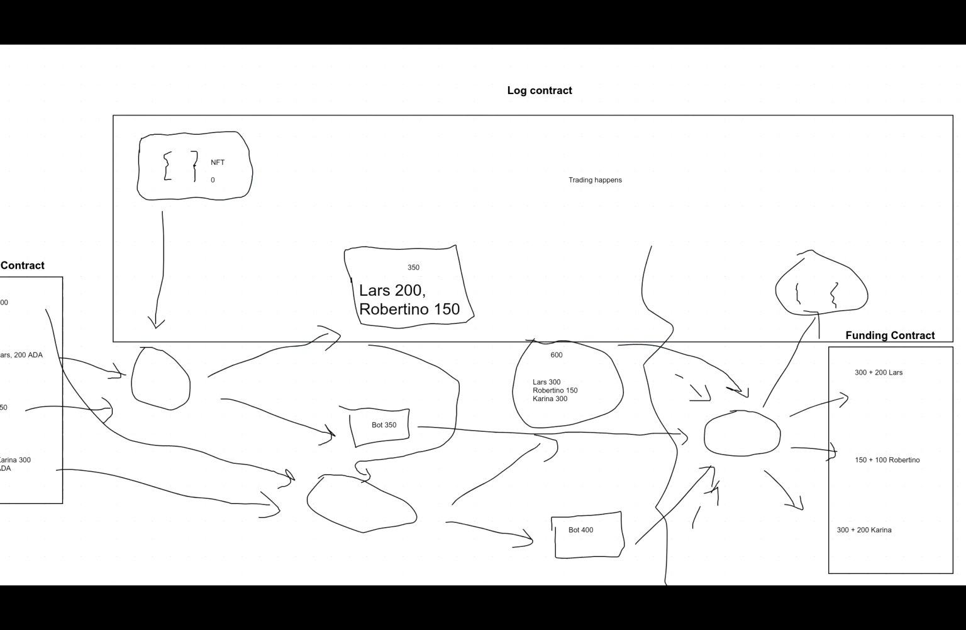And then in return, instead of keeping track of who owns that, you would create new outputs. So here you would have 2 more outputs to this transaction, one for me, one for Robertino in this case, and then, Lars 200, but now not ADA, but some new freshly minted token.